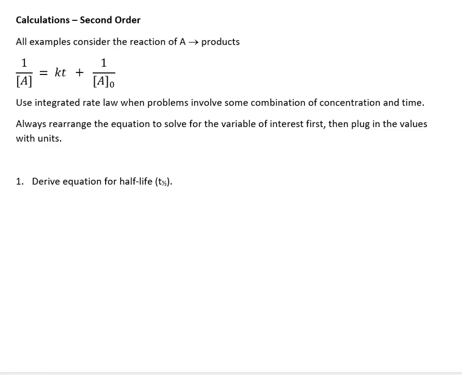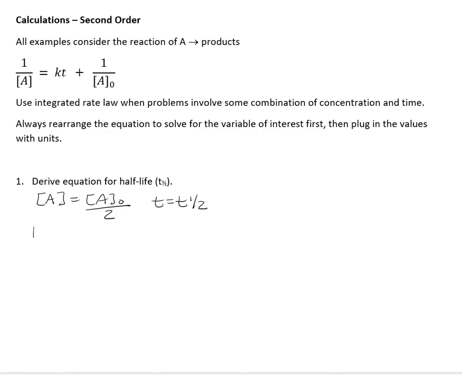In this video, we'll work through examples of calculations for a second order reaction using the linear form of the integrated rate law. In our first example, we'll derive the equation for half-life for a second order reaction. Whenever we're looking at half-life, we set up the relationships of A equals A naught over 2, or A equals 1/2 A naught, and T equals T 1/2. So we'll make those substitutions into the linear form of the second order integrated rate law.